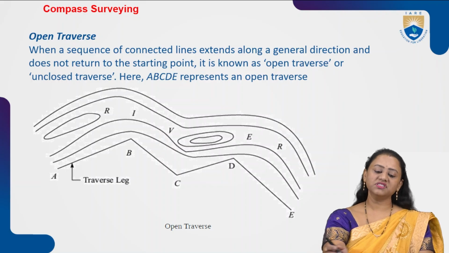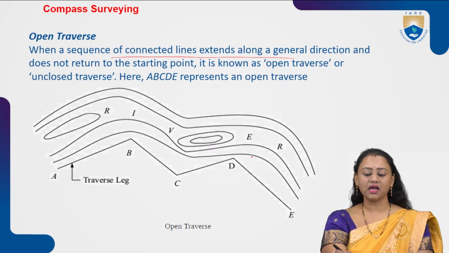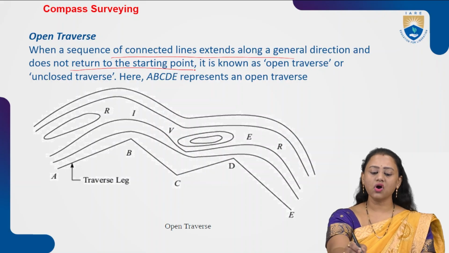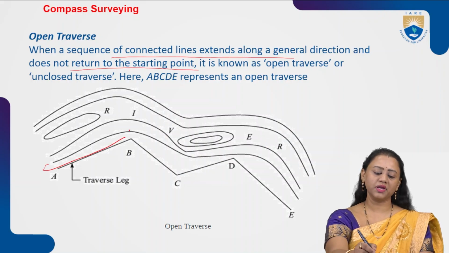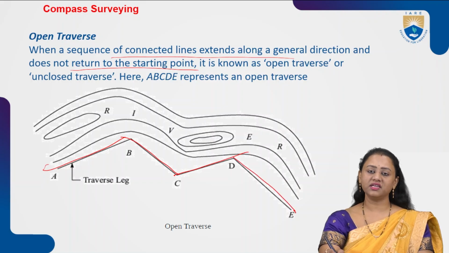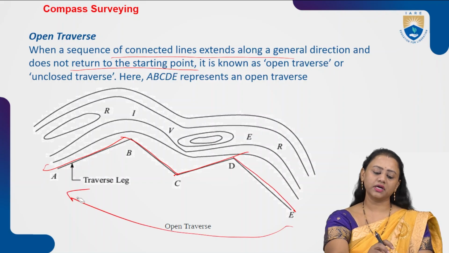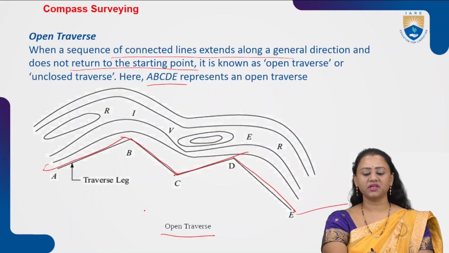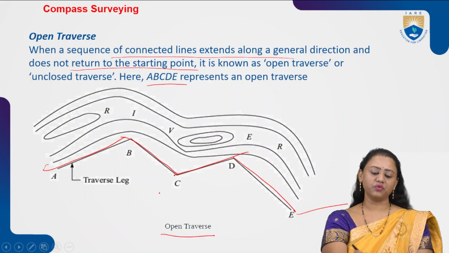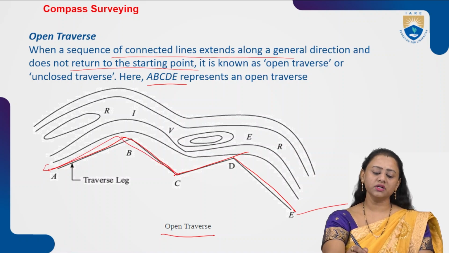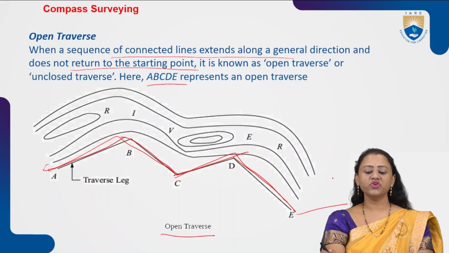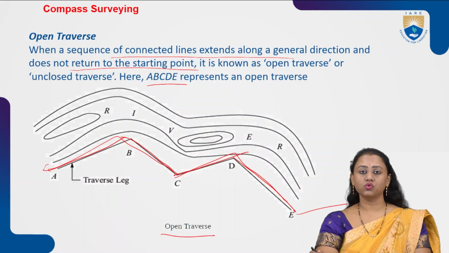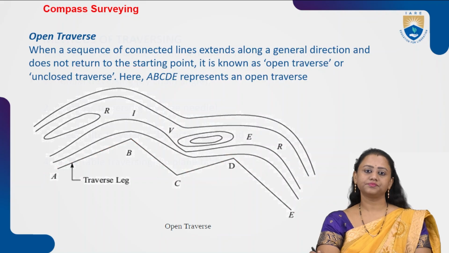The next one is open traverse, when a sequence of connected lines extends along a general direction and does not return to the starting point. That is, I am going from A to B to C to D and E. I do not go back. There is no return. There is only forward movement. Then it is called an open traverse. It is represented as A, B, C, D, E. It is done mainly for highways and canals where you have to traverse in the forward direction. There is no need to move in the backward direction. Therefore, it is known as an open traverse.